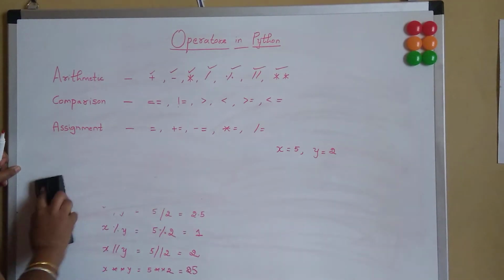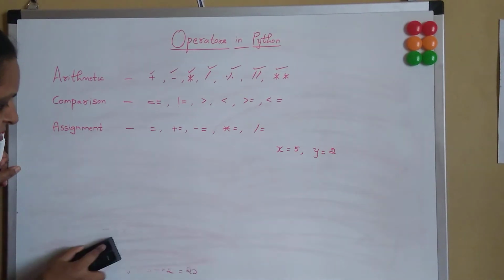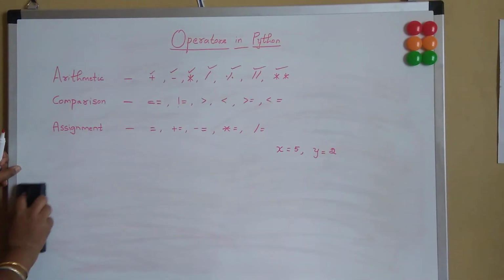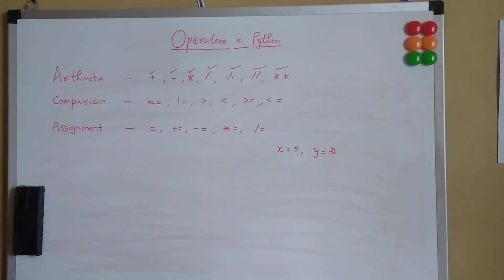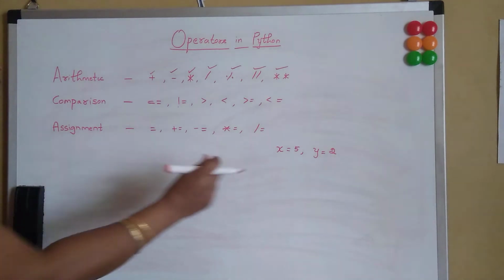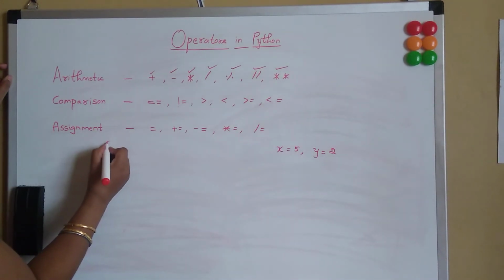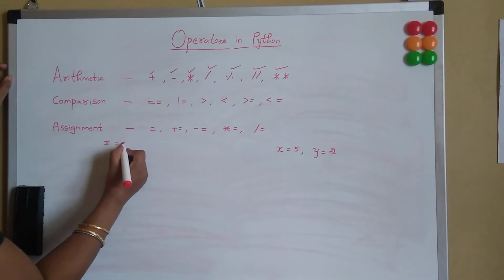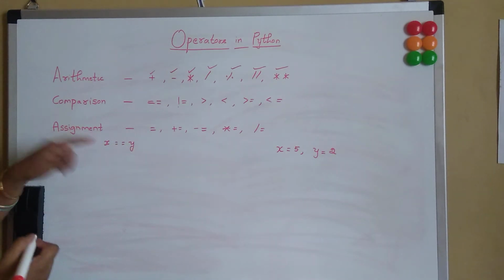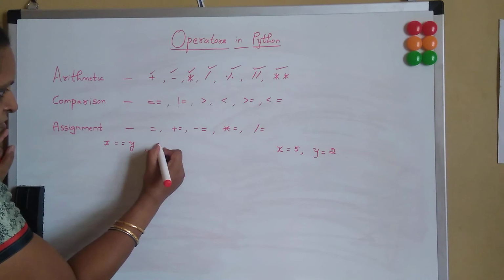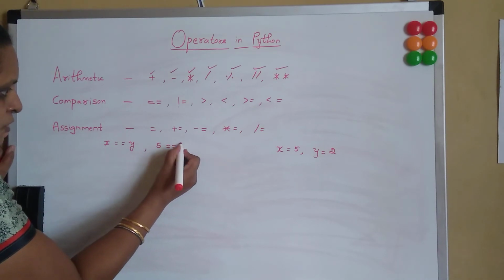Now let's move on to the next type of operator, that is the comparison or relational operator. So my x is 5, y is 2. Now if I do x equal to y, it will check if 5 is equal to 2.